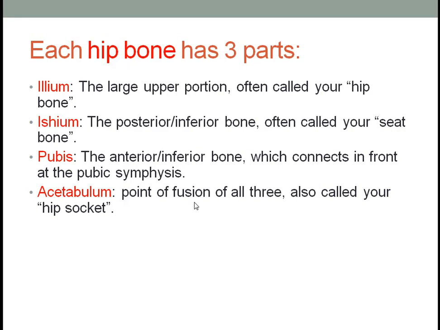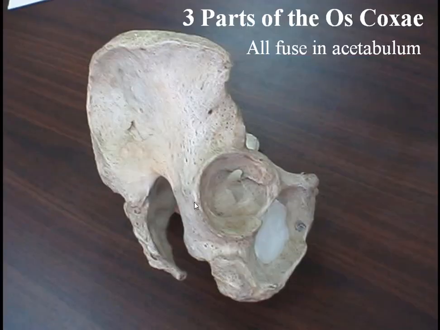The acetabulum is the point of fusion of all these three bones, and it is called the hip socket. As we mentioned, there are three parts. This upper part is the ilium, here is the pubis, and here is the ischium, the part where you sit, the seat bone. And this is the acetabulum, the site for articulation with the head of the femur and formation of the hip joint.